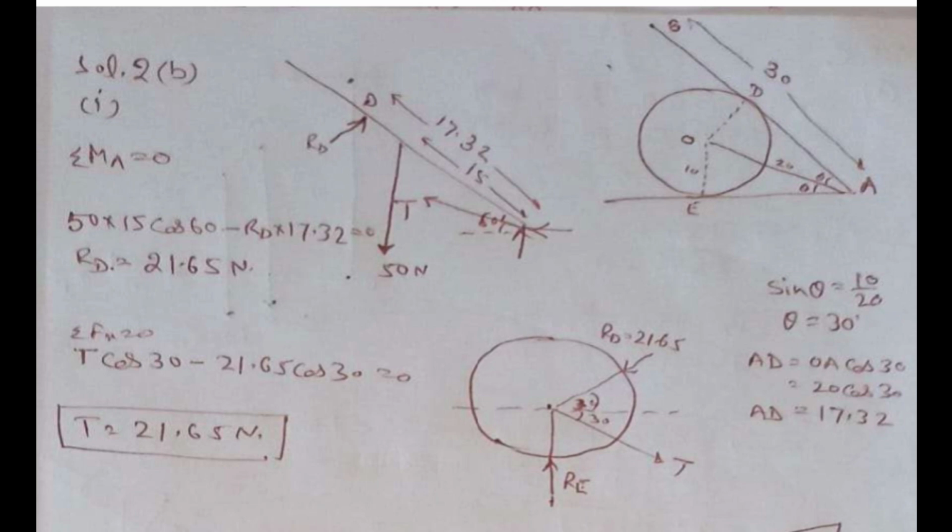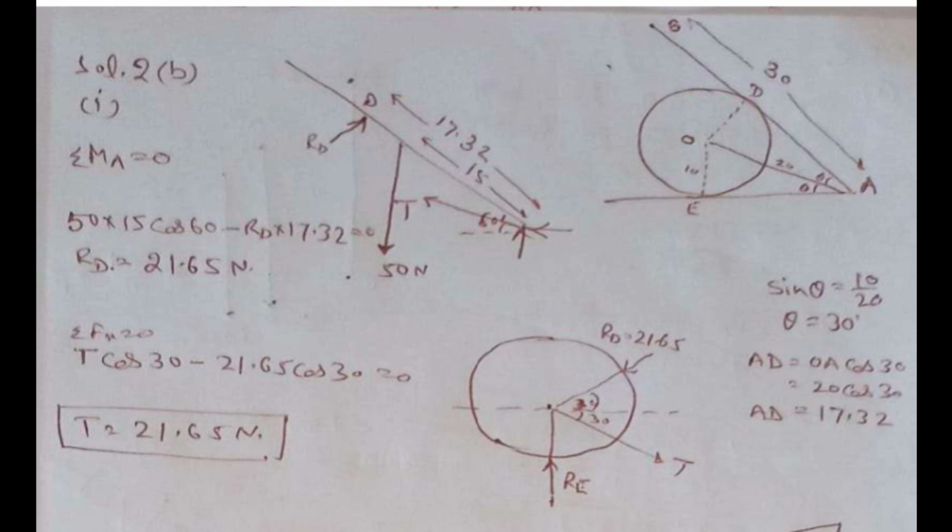Now once the value of AD is known, we can draw the free body diagram of the rod. So on this rod, the reaction at D point will be perpendicular to the rod at point D, RD. Weight of rod 50 Newton will act at half of the length, that is 15, and the D point is at 17.32 from point A.